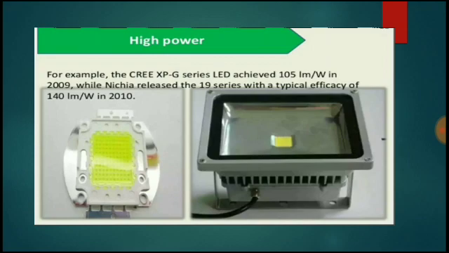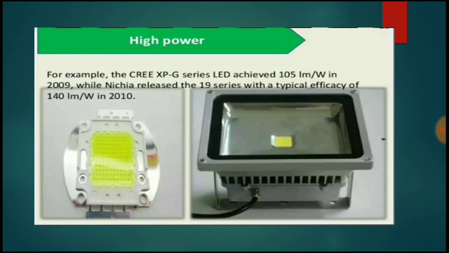Next, high power LED. For example, in this picture, this is the high power LED. This LED emits high power. For example, Cree XP series LED achieved 105 watts in 2009, and Cree released a series with a typical efficiency of 140 lumens per watt in 2010. So this is the high power LED which emits high power.